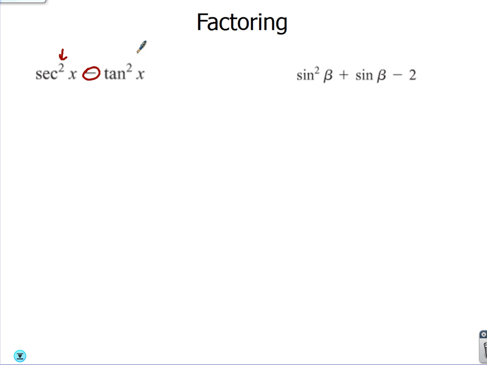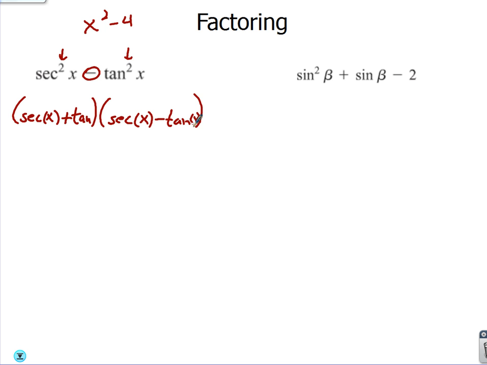Difference of two squares. Y'all remember factoring like x squared minus 4. That's difference of squares. Difference of squares always factor into conjugates. So here we have two sets of parentheses. Secant times secant gives me secant squared. And again, x is the argument there. Plus and minus tangent times tangent. Tangent times tangent gives me tangent squared. So factoring secant squared minus tangent squared equals secant plus tangent, secant minus tangent.